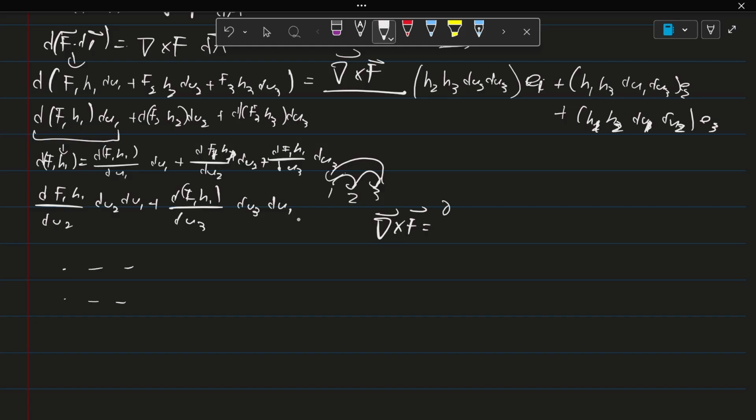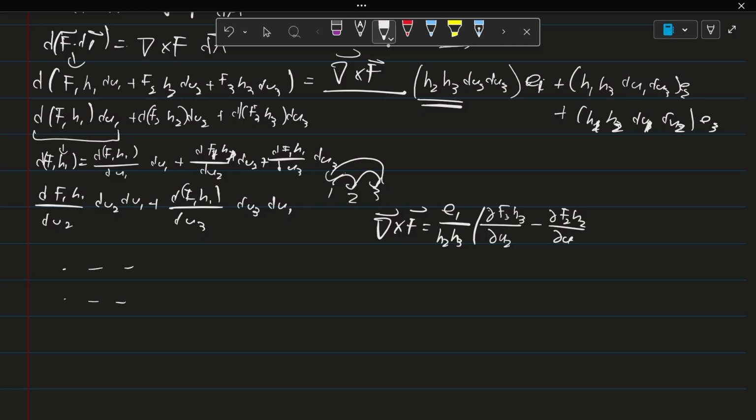You could take the partial h3 f3 over, no, sorry, let's do it like this. So in the first direction, you are going to be dividing it by h2 and h3, which comes from this part here. And this will be from your first part, which has the du2 and the du3, corresponding to partial u2 of f3 h3 minus partial f2 h2 over partial u3.